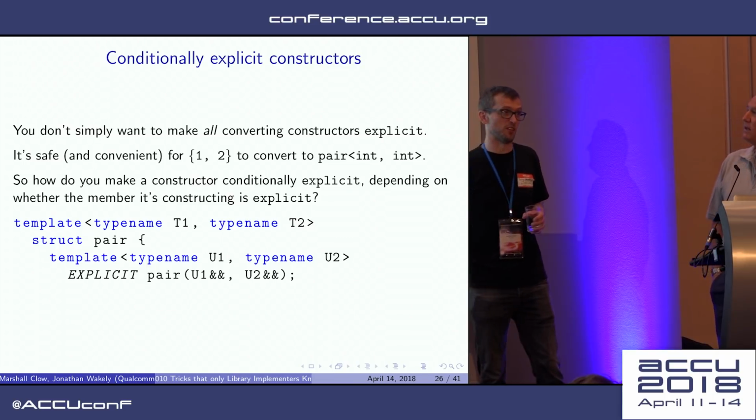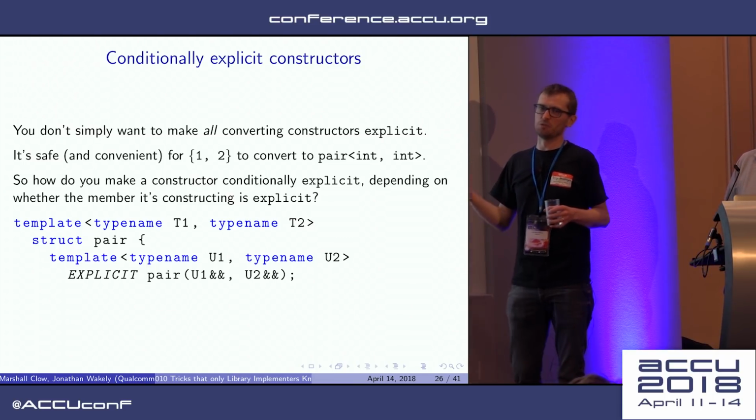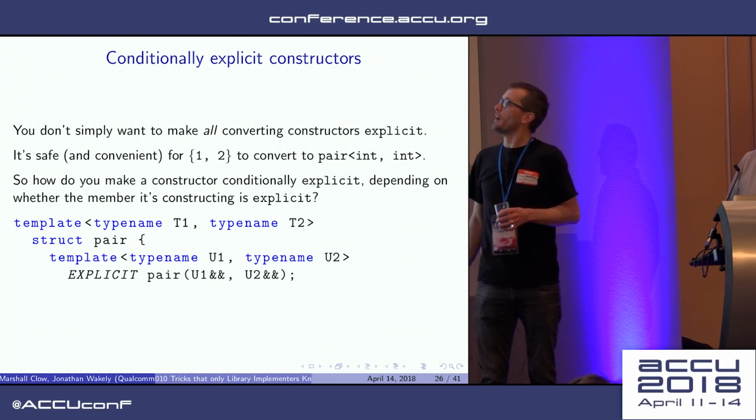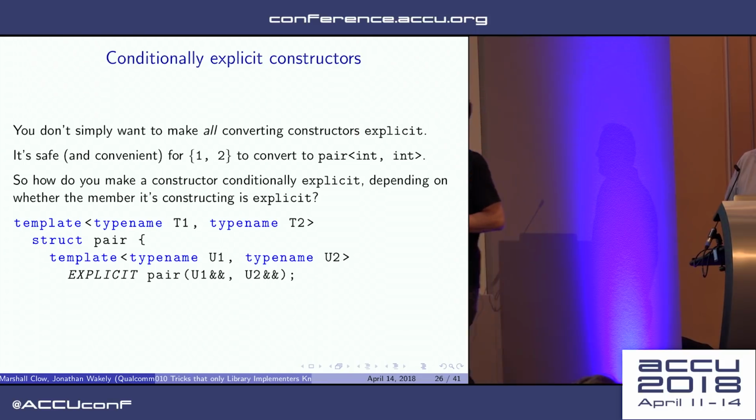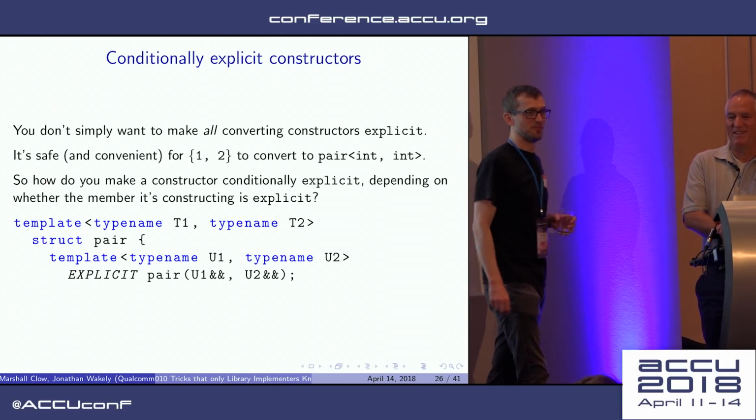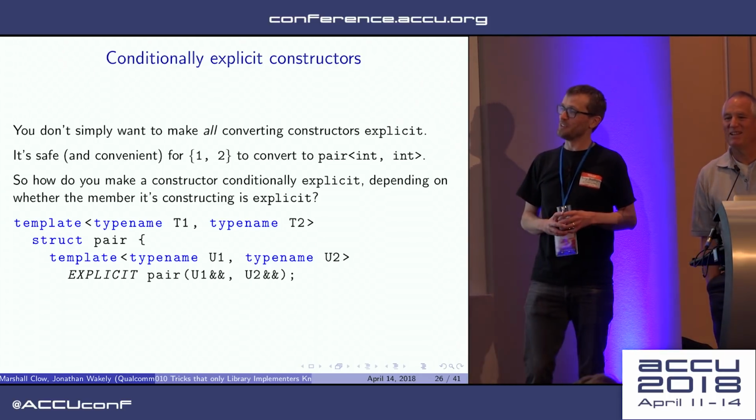You could just put explicit on everything. And then you're like, now you can't do anything unsafe, but then you also can't do safe things that are actually very convenient. So the way the standard, we did fix it for pair and tuple and a number of other things. It defines it with capitals, explicit in italics, which we can use because we're in the standard, but you can't use it in your code.